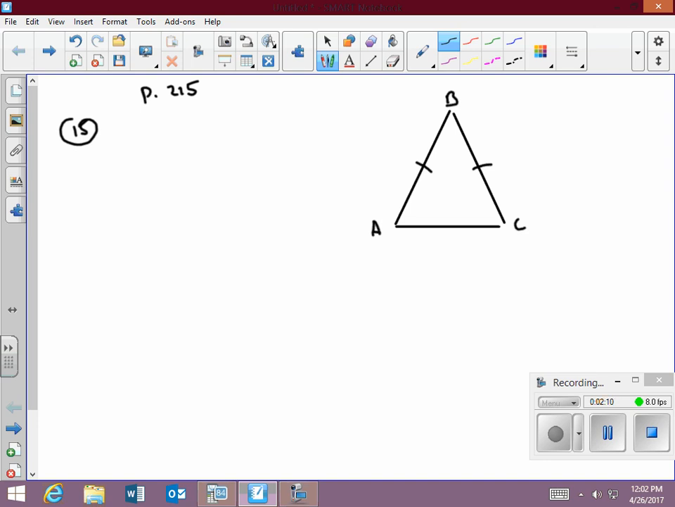So what you have is a median. A median is something that cuts the opposite side into 2 parts. That constitutes the median. No, that median doesn't bisect the angle. A median cuts the opposite side in 2 parts. That's it.